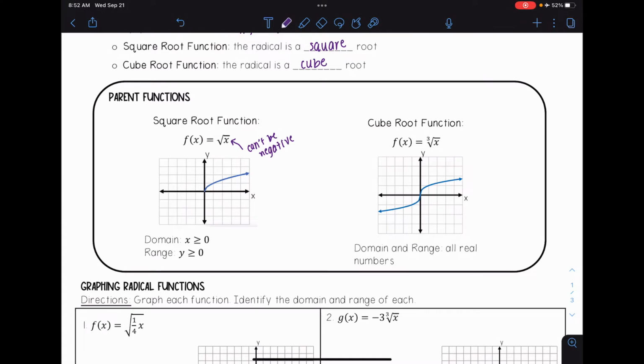And then the cube root function, the parent function for that is f of x equals the cube root of x. And we see the graph of the parent function here. Since we can have a negative as our x value underneath that cube root, the domain and range will always be all real numbers, because this is going to cover all of the y-axis and all of the x-axis.